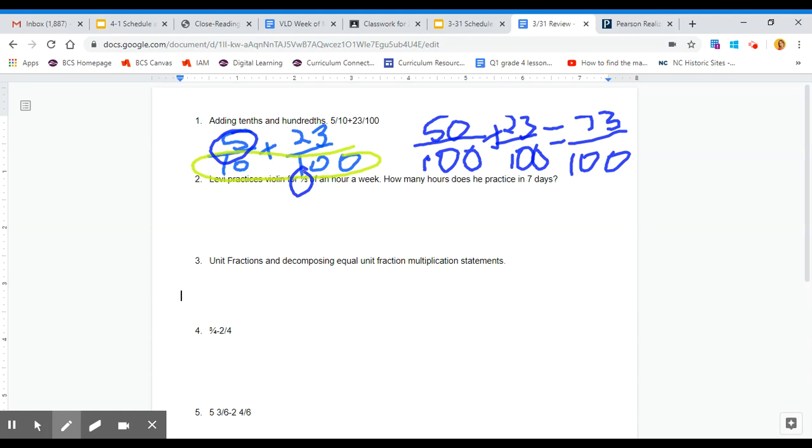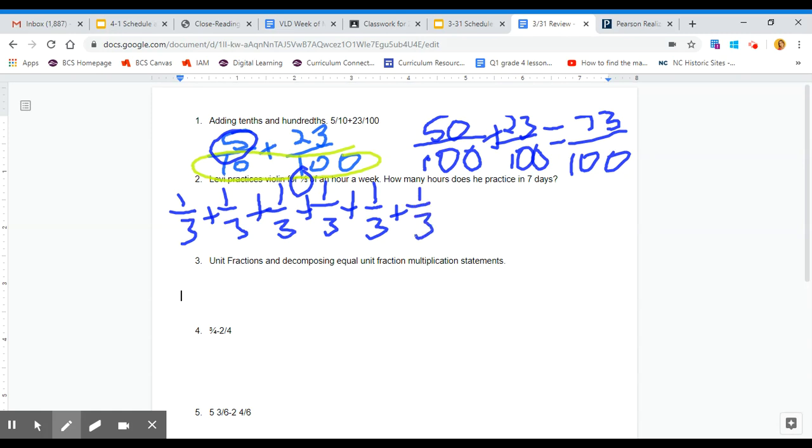How many hours does he practice in 7 days? So each day he's going to practice 1/3. So I could add all these. There's no problem with that. But we also know another strategy for repeated addition. And what is that? That is going to be multiplication, right? So I'll write that over here because we know that repeated addition is multiplication.